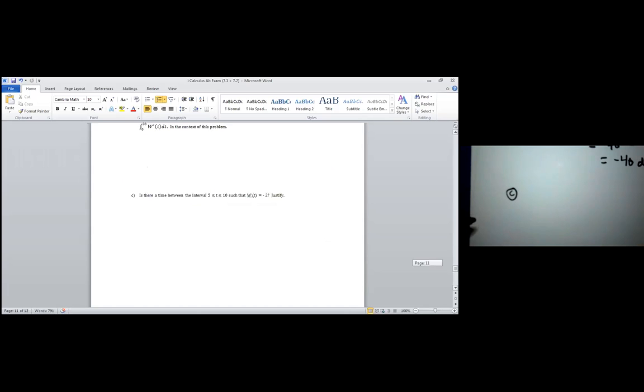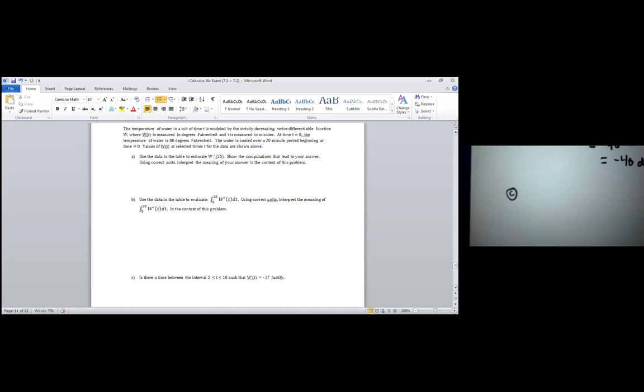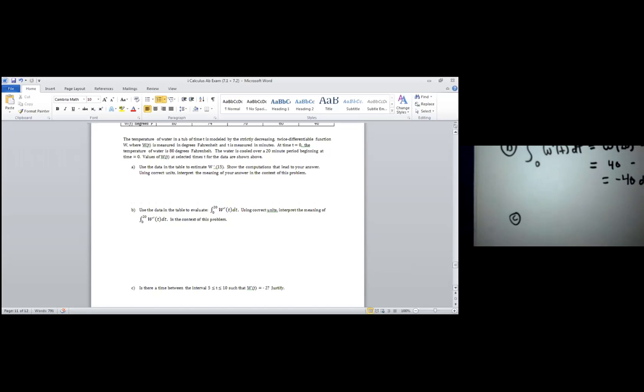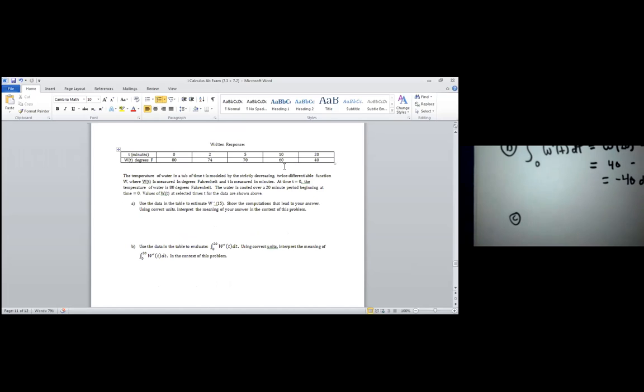Is there a time between, remember I told you yesterday, you're gonna see this like 20 times and eventually it'll start to make sense. Is there a time between 5 to 10 such that the derivative slope is -2? Is there a time from 5 to 10 such that the derivative slope is -2? What kind of problem is this? MVT. What did I tell you yesterday? The answer always appears to be yes. It's always yes. Let's just start with that.